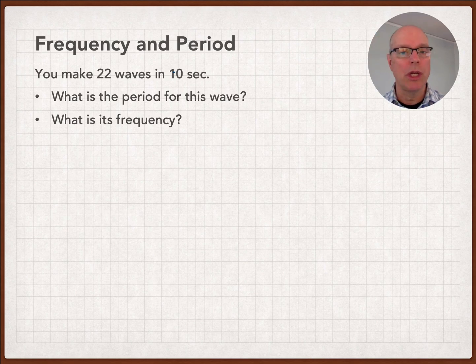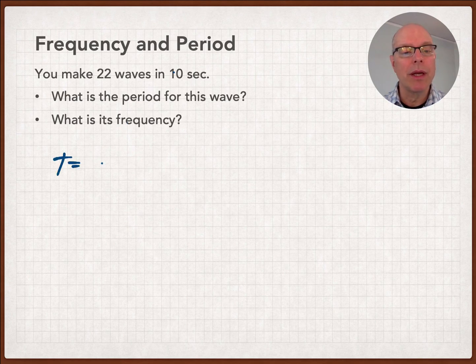So you saw what the teachers did. They figured out by counting for a long time how many waves they could make, and it's going to make the results come out much more accurately. So let's say you got 22 waves in 10 seconds and you have to figure out the period or the frequency. Here's what you do.